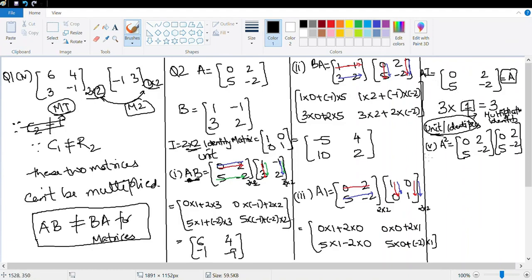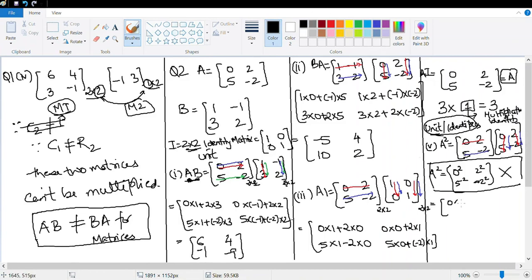Now let's look at part 5, which is A square. So A square, what does it mean? A square doesn't mean you square all the numbers. This is completely incorrect. It means A into A. So let's do this. Again, we will have to follow the pattern. This will first get multiplied here, then here, and then the second row will get multiplied with the first column and then with the second column. So let's start writing our answer.